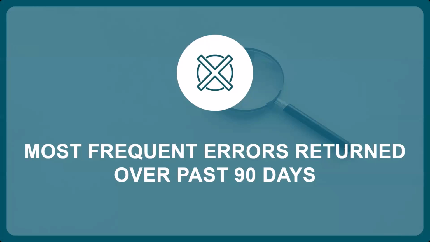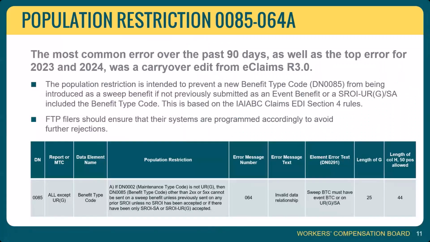Go over the most frequent errors returned over the past 90 days. The most common error returned over the past 90 days, for those of you who attend the webinar, you're probably used to this one and have it memorized by now. It's a carryover from back in release 3.3, and it's population restriction DN 085064A. Population restriction was to prevent new benefit type codes from being introduced as a sweep benefit if they were not previously submitted as an event benefit. This is based on the IAIBC Section 4 rule.